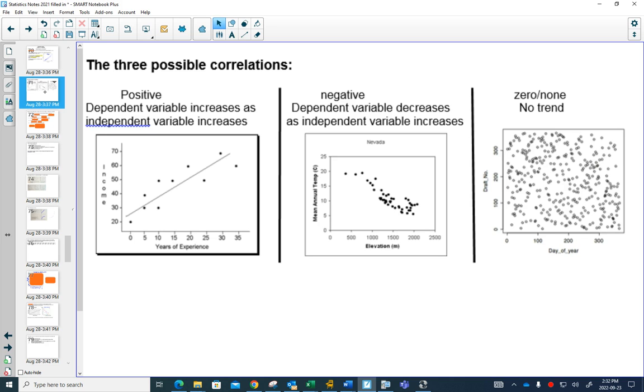Okay. Negative. If the general trend is going down, we call it a negative correlation. So if the dependent variable decreases as the independent variable increases, does it make sense that the higher elevation you go, the temperature goes down? Right? That's why there's no summer vacation spots on the top of mountains. And sometimes there is no trend whatsoever.